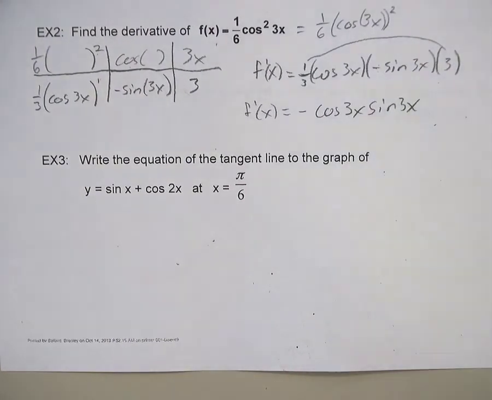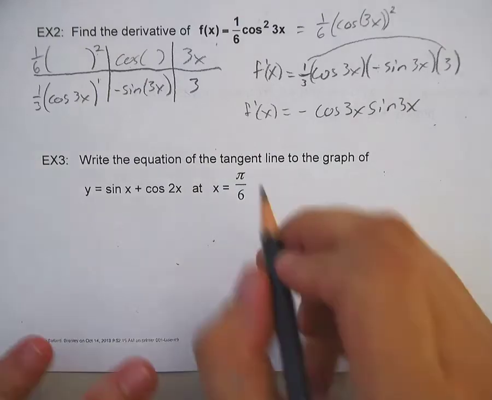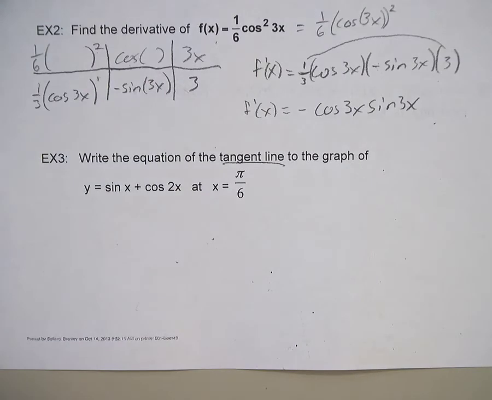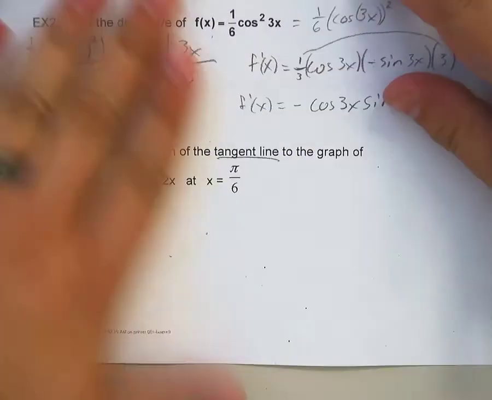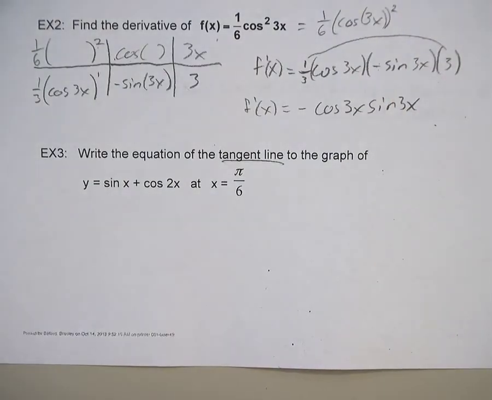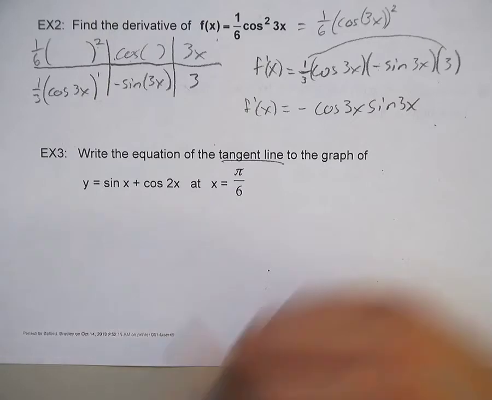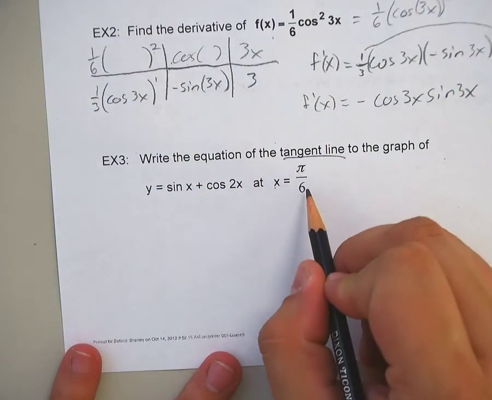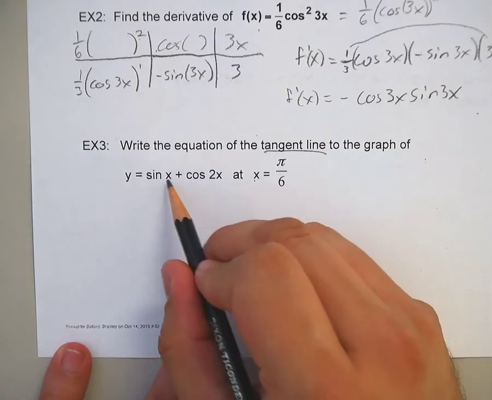It says, write the equation of the tangent line. Ooh, good. So we know tangent line means I'm going to need y minus y1 equals m times x minus x1. My setup needs to be a line. I know I'm going to need a point, and I know I'm going to need a slope. So let's start working on some of this here first. A point, they tell me x is pi over 6. So let's go ahead and plug that in for x.